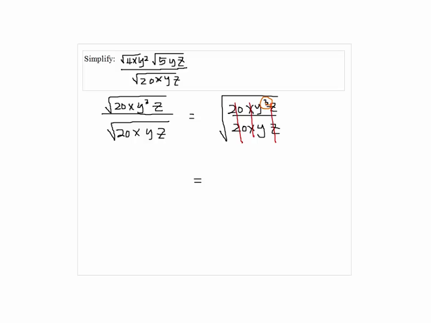So 20, x, and z are canceled, so we're left with y squared. Since the y's cancel, y squared is left inside of the radical. Well, the y squared has a 2 as an exponent, so we can bring that out, so the answer is just y.